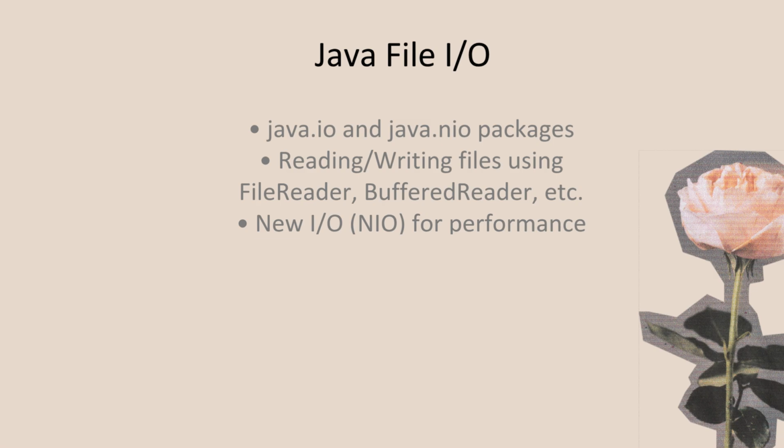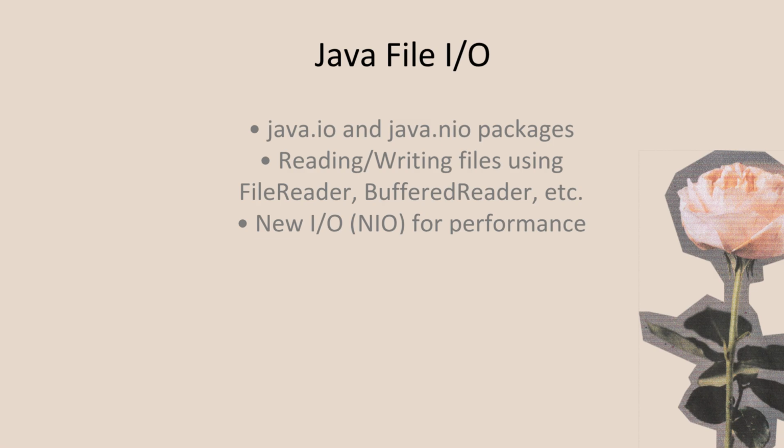Next up is Java File I/O, which is fundamental for any application that needs to interact with the file system. Java provides comprehensive capabilities for reading from and writing to files through its java.io and java.nio packages. The java.io package contains traditional classes like FileReader and BufferedReader for character-based input and FileWriter and BufferedWriter for character-based output, making it easy to process text files line by line. For binary data, FileInputStream and FileOutputStream are used.